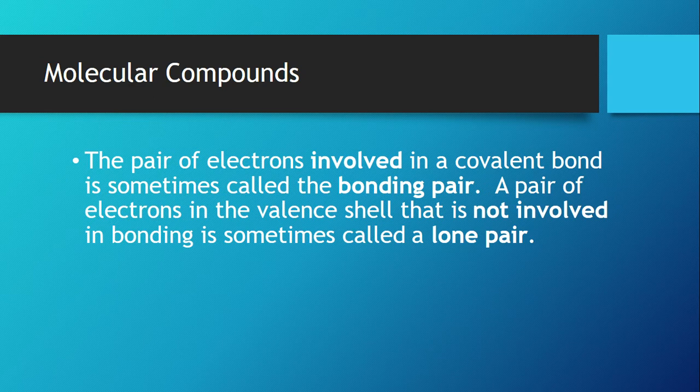The pair of electrons involved in a covalent bond, remember that's the bond that is the sharing of the electrons that makes the molecule or the molecular compound, the pair of them is sometimes called the bonding pair. A pair of electrons in the valence shell that is not involved in bonding, so we can have some that are involved and some that are not, are called lone pairs. We'll do some drawing, we'll draw some of these, and when we do, you'll see how we have bonding pairs and lone pairs.